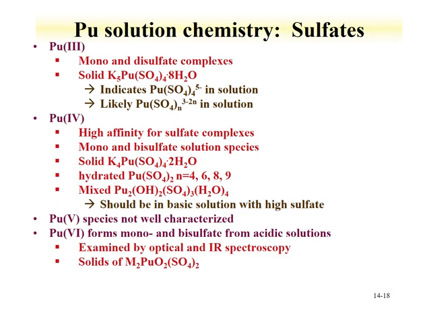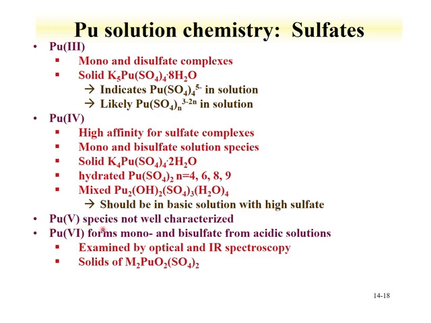A range of plutonium sulfates have been evaluated, including plutonium-3, where you get mono and disulfate complexes. The solid potassium plutonium sulfates with water have been prepared. Plutonium-4 has high affinity for sulfate complexes. Again, both mono and bisulfate complex solution species have been formed.